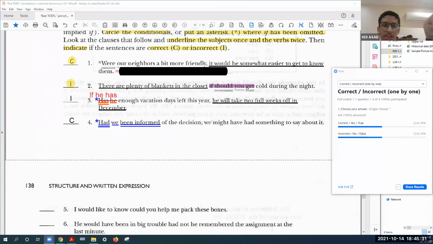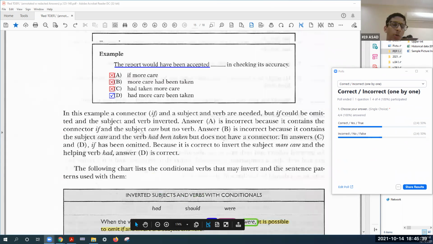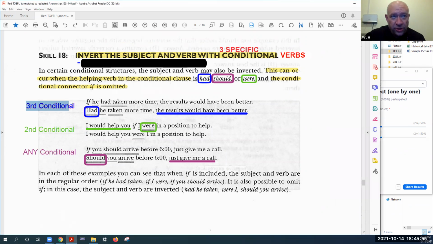Is that the second conditional sentence? This formula is the third conditional. Let me point something out to you. I used different colors for each conditional. I used blue for the third conditional, and I used green for the second. Then purple can be any conditional. Maybe it's the first or second or third.